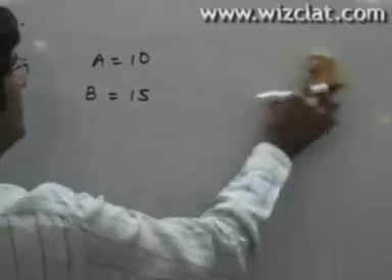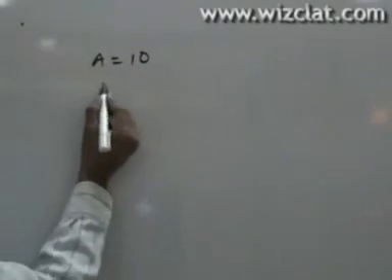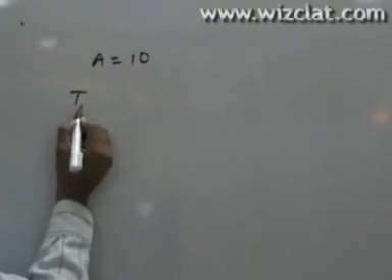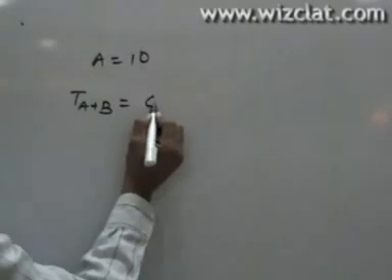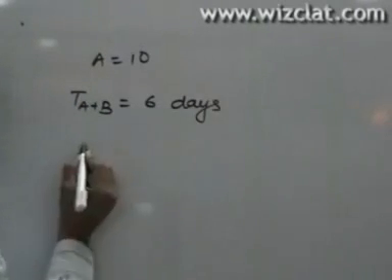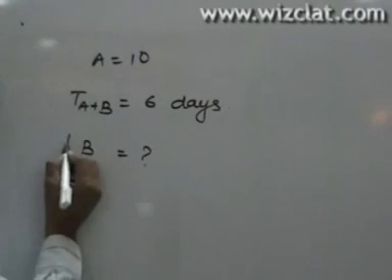What if the question is like this? A can do a piece of work in 10 days, that A plus B together can do in 6 days. So how long will B take alone to do the work?